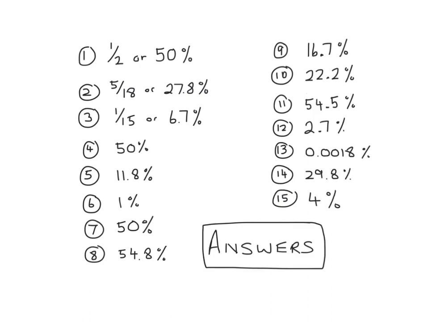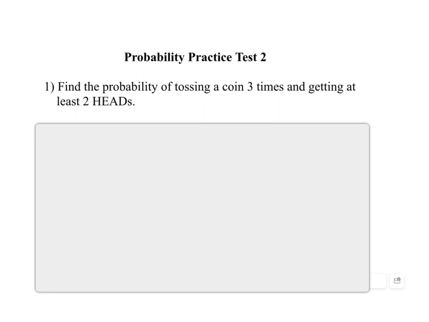So these are the answers to the 15 questions for Test Prep 2. Mark it for yourself and then skip along to the video where you need to. Okay, good luck. So question 1 says find the probability of getting at least 2 heads.